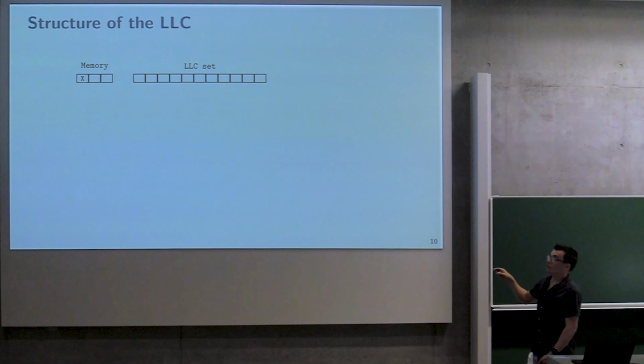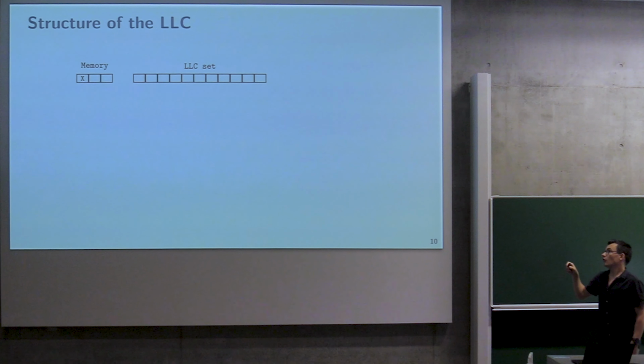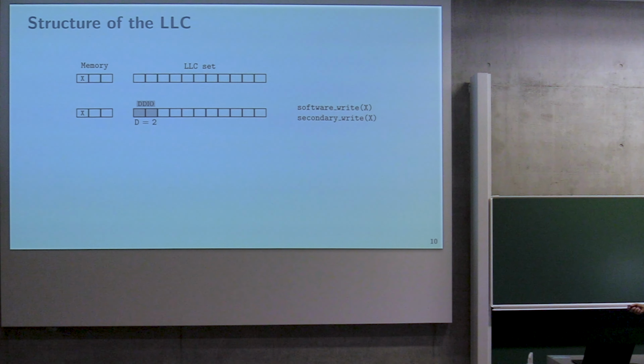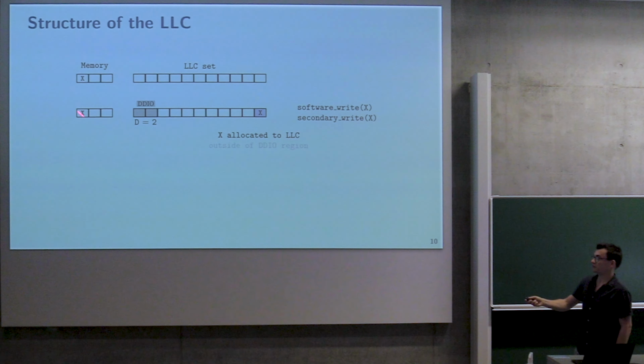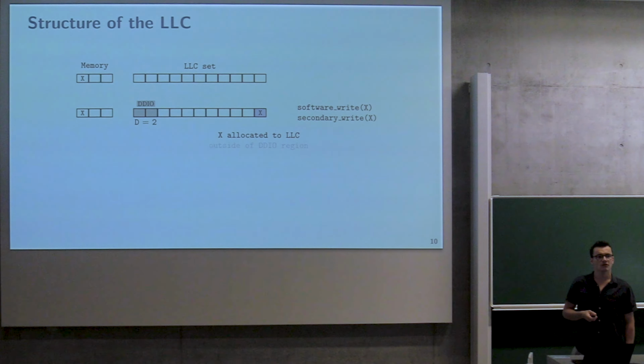All right, we also have another finding of an undocumented structure within Intel processors, and for that, let's consider the following case. So assume this secondary device performs a write, but only after one of the CPU cores has already written to it. Then what happens?